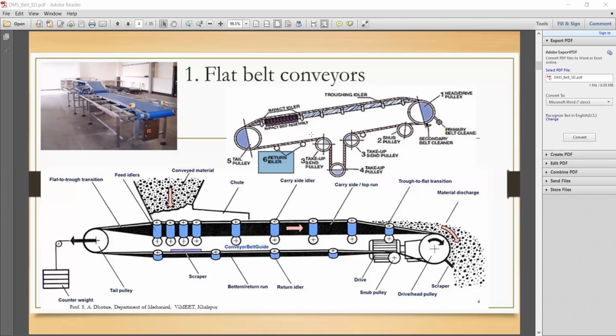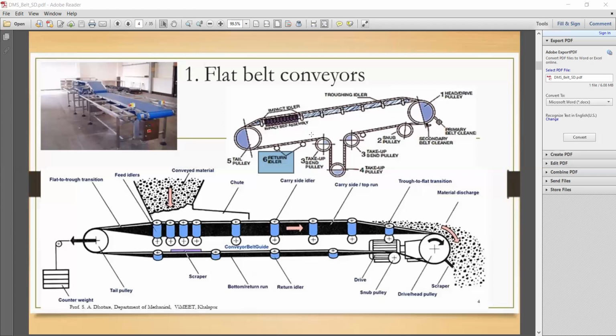Discharge unit is used to unload the material from the belt conveyor. And the last one is a driving unit, which is used for driving purposes. Now, about the belt conveyor, you can say a flat belt drive. It is shown in a simple way.